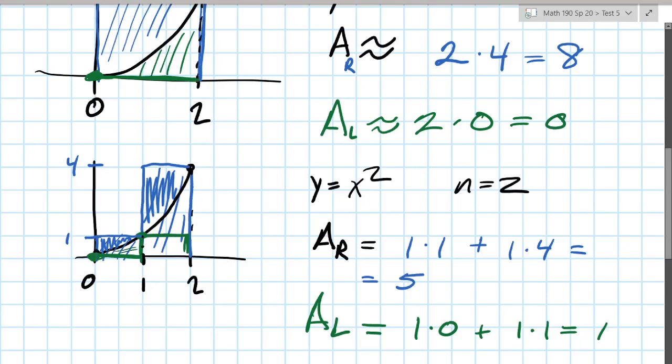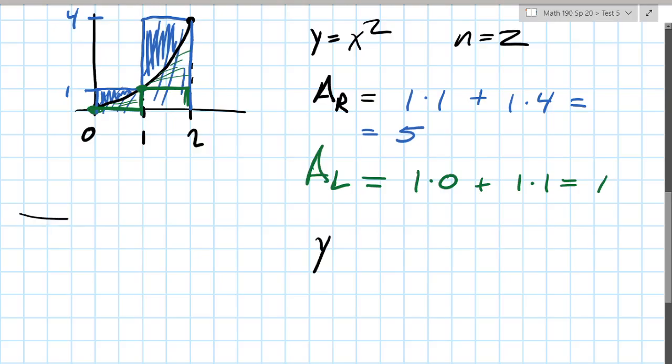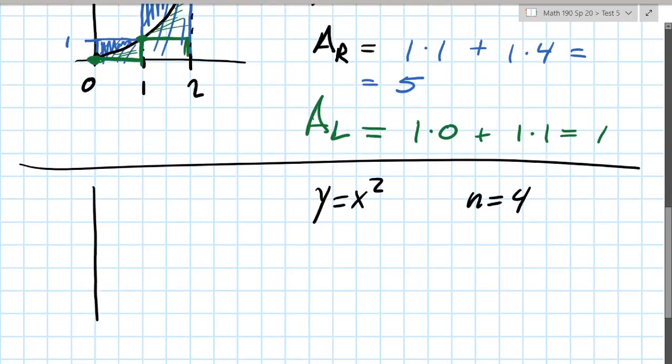Here, this part, and there, that part is being missed by using our left-hand endpoints. And you would imagine that the true area is probably somewhere between 5 and 1. If you want, you could average those two together to get a better estimate. What if we up this to n equals 4 rectangles? So now we have our three. Here's 1, there's 2.